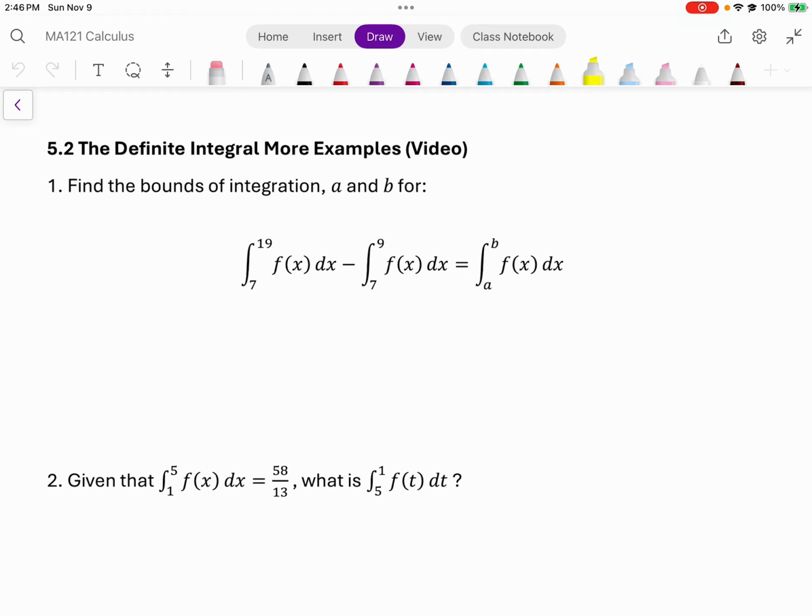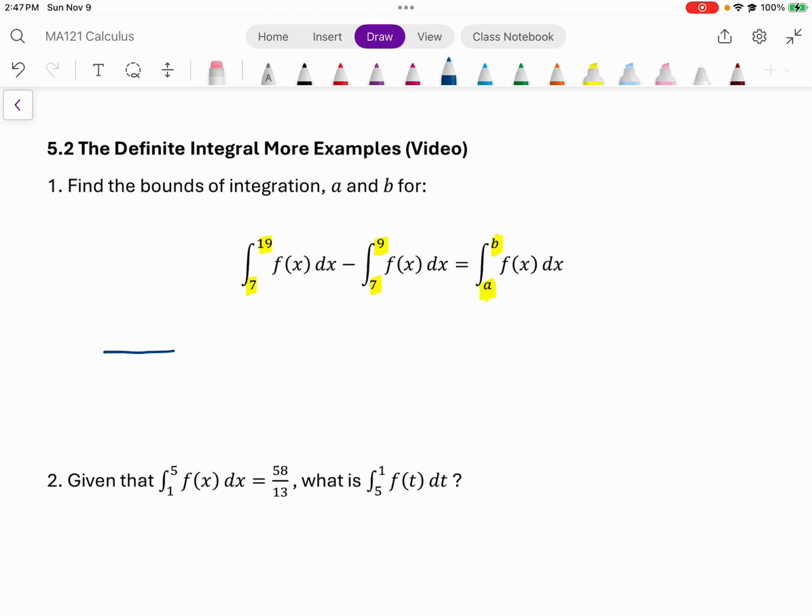All right, so find the bounds of integration A and B. That would be these right here for f of x, given what you're given, going from 7 to 19 minus from 7 to 9. So give that a try.